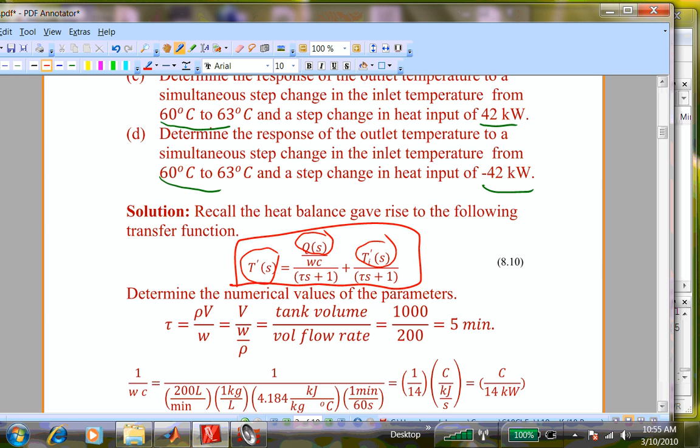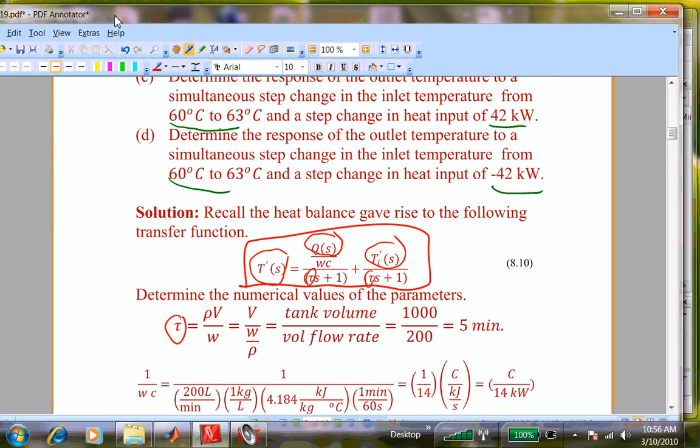So the first thing that you need to find out is what is tau? What is the time constant that appears in several places? Okay? The time constant is given by rho V divided by W. Basically, it is the tank volume divided by the volumetric flow rate. Question: How did you know that right off the bat? The time constant is given by rho V over W. No, it appears in the model equation.